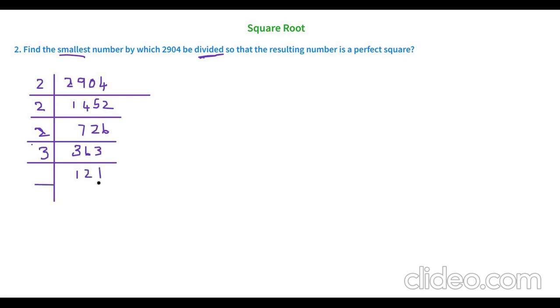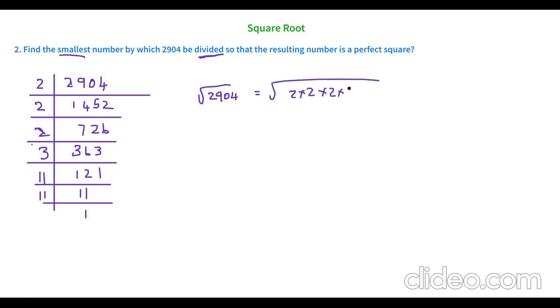And 121 is not divisible by 3. It is divisible by 11. 11. And again this will be divisible by 11. So 1. So now let's see, square root of 2904 will be equal to, so how many 2s are there? There are 3 2s, 1 3 and 2 11s. So let me write 2 times 2 times 2 times 3 times 11 times 11.